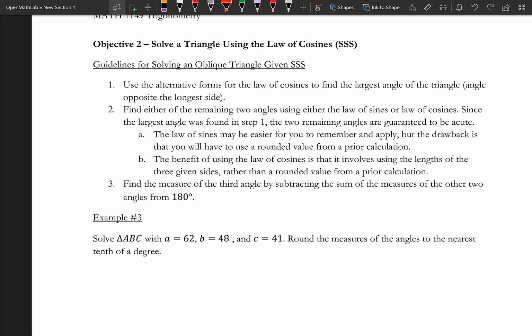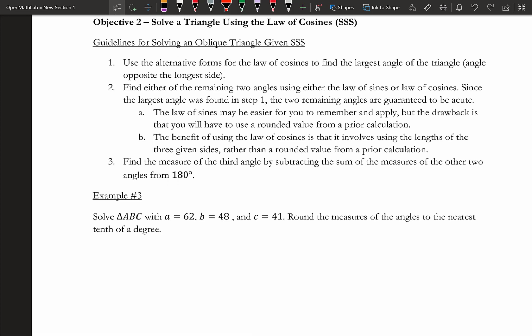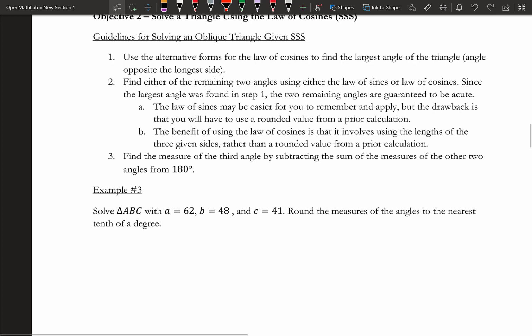So then the next objective is what if we have a situation where the three sides are known. So guidelines for solving an oblique triangle given three sides are given here. The first thing we want to do is use the alternate forms for the law of cosines to find the largest angle, which would be the angle opposite the longest side. And then two, we want to find the remaining two angles using the law of sines or cosines. And then lastly, we can find the last remaining angle, knowing that they all have to add up to 180 degrees.